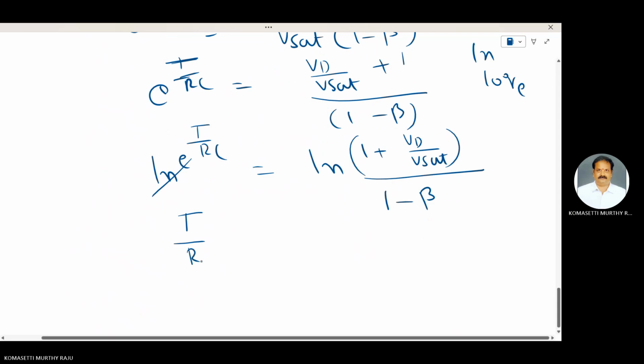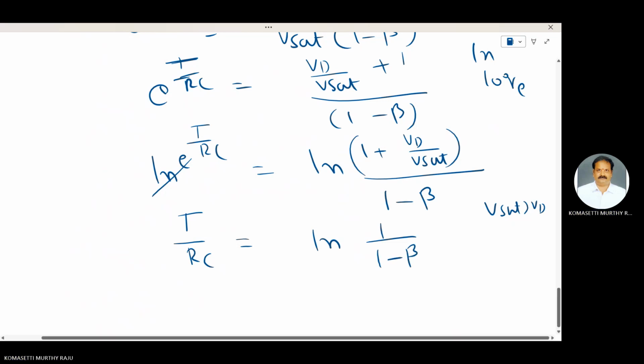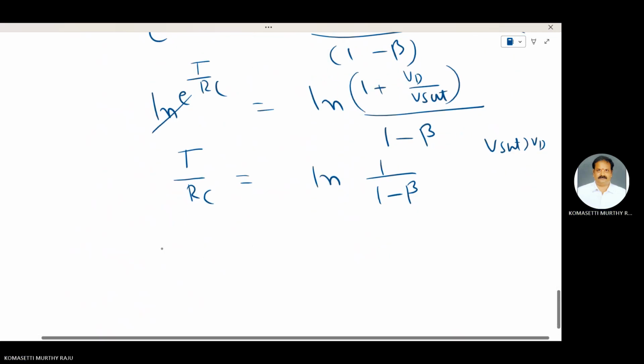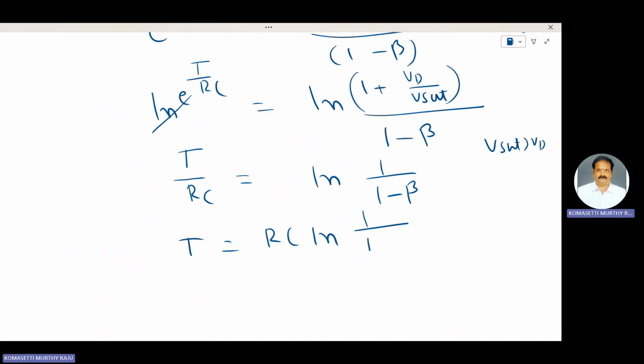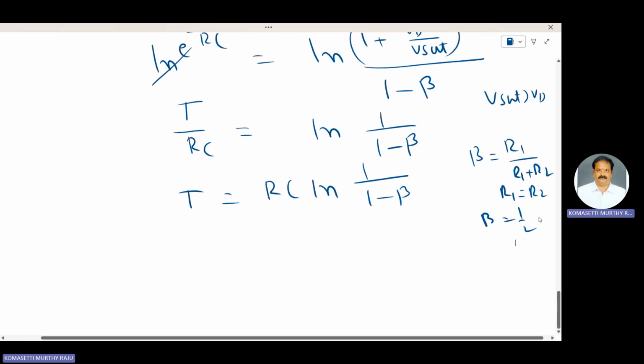T by RC is equal to ln. Vsat is greater than Vd, where Vd is equal to 0.7 volts, so this one is neglected, leaving 1 by 1 minus beta. T is equal to RC ln 1 by 1 minus beta. But beta is equal to R1 by R1 plus R2, and R1 is equal to R2, so beta is equal to 1 by 2.